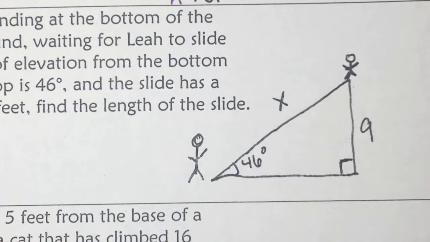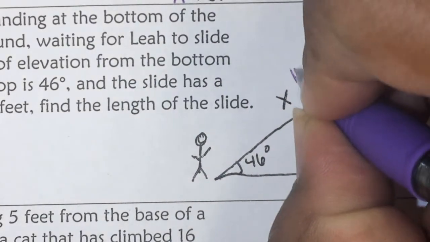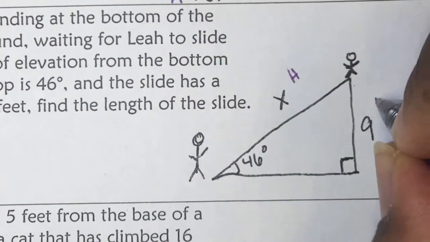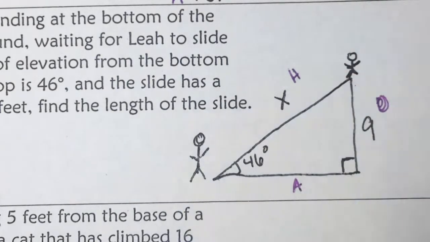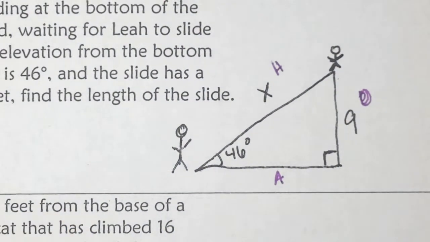SOH CAH TOA. Okay. Hypotenuse is X, opposite is 9. The A is the other one. Based on that, Devin, what trig function are we using?